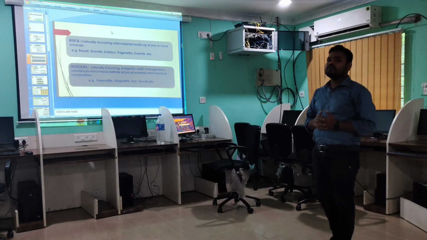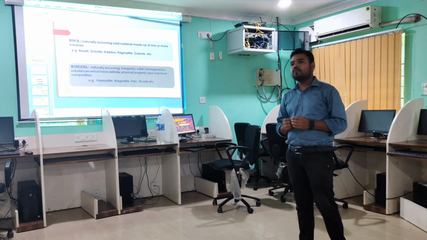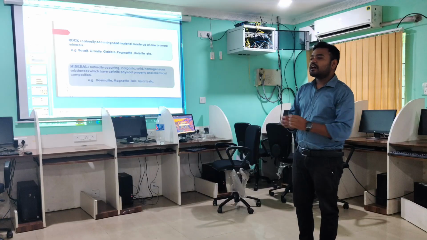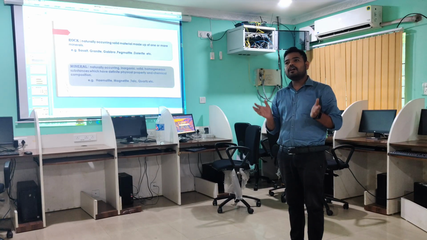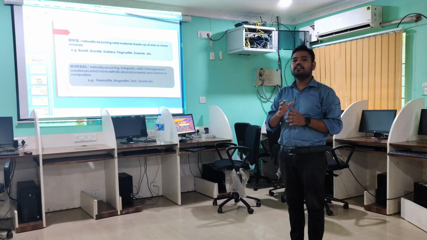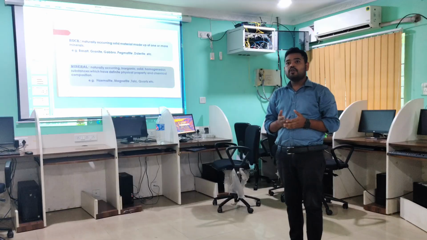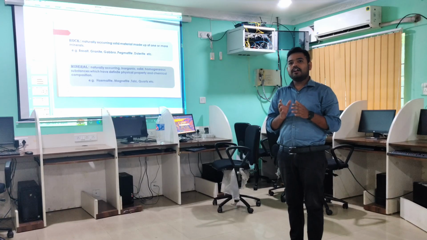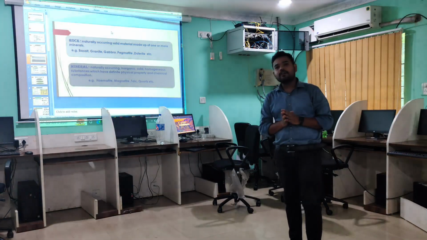Then we discuss what a rock is and what a mineral is. Rock is a naturally occurring, homogeneous, solid substance, an aggregate of minerals that covers the earth's crust, mainly the lithosphere. Mineral is a naturally occurring, homogeneous solid formed by an inorganic process, and it has a particular atomic structure and chemical composition. These are called minerals.